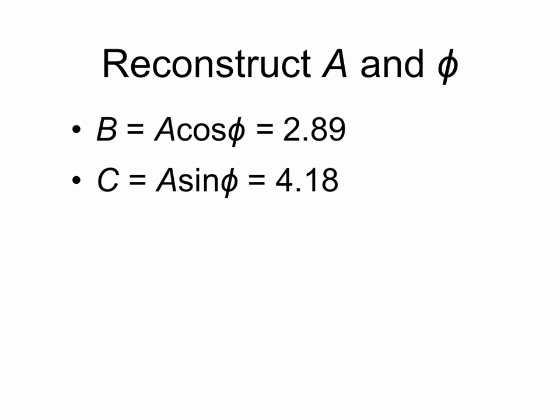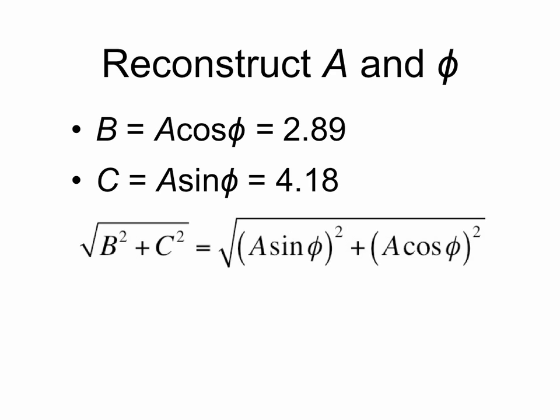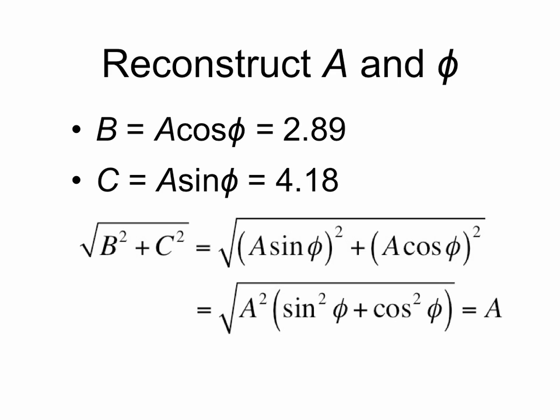Well, you can see how to get A by adding b squared plus c squared and taking the square root. So if we do that, then we can factor out the A squared from these two terms under the square root. And now we're left with A squared times sine squared phi plus cosine squared phi, all under the square root. And recall that sine squared plus cosine squared is equal to 1. So that goes away, and we're left with A. So A is equal to the square root of b squared plus c squared. And if we plug in those numbers, we get 5.08.